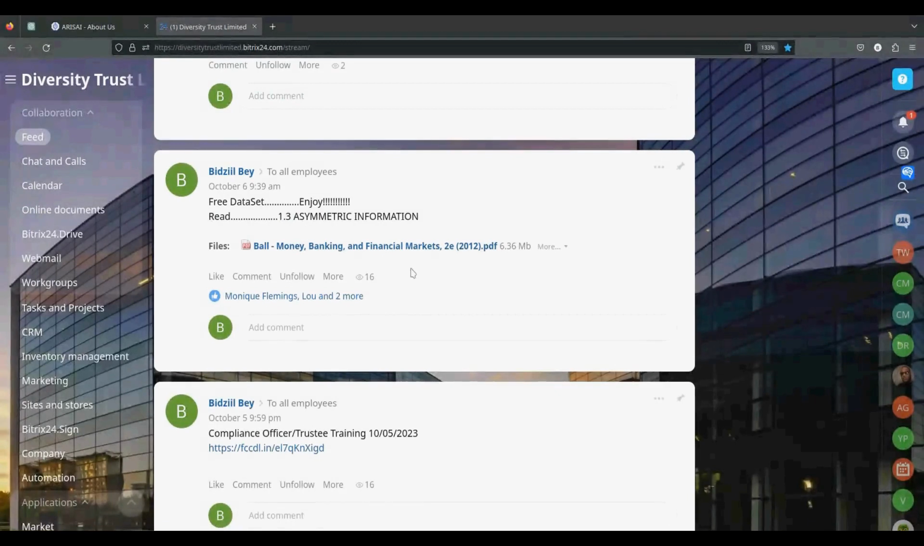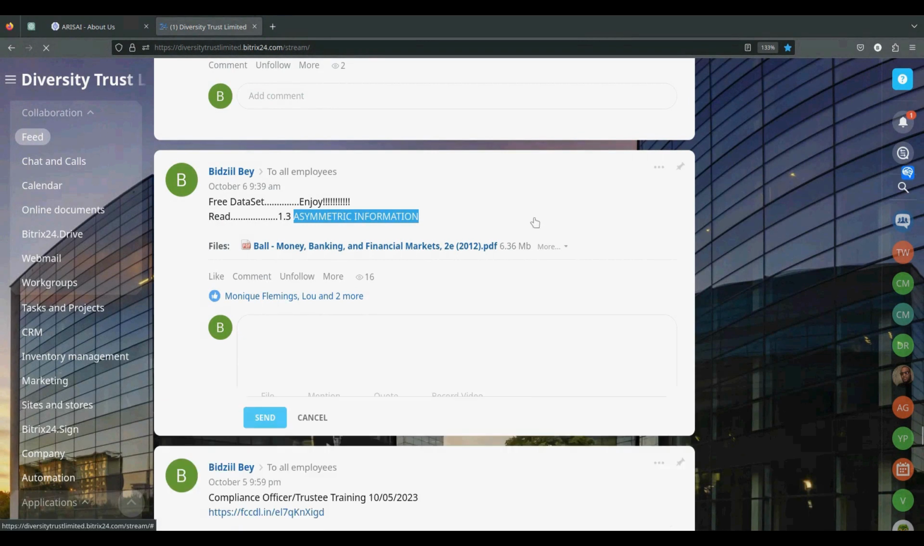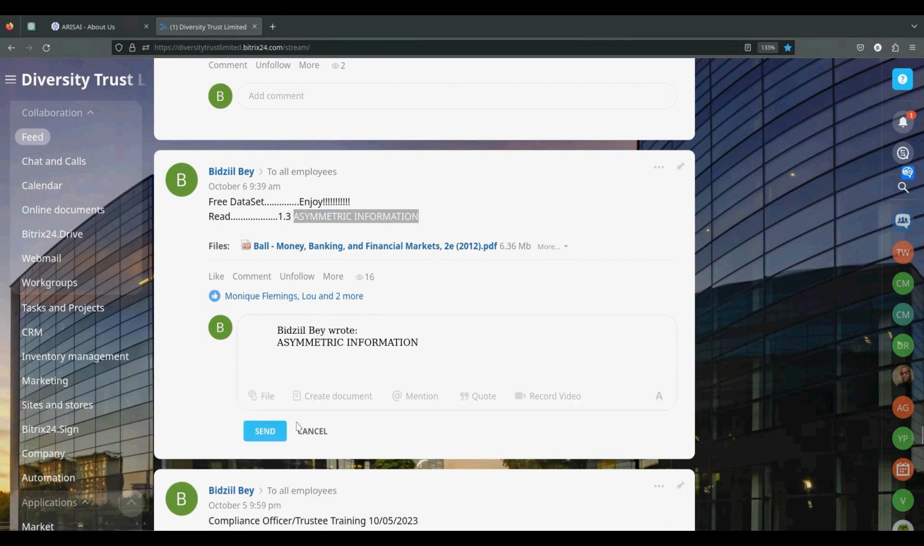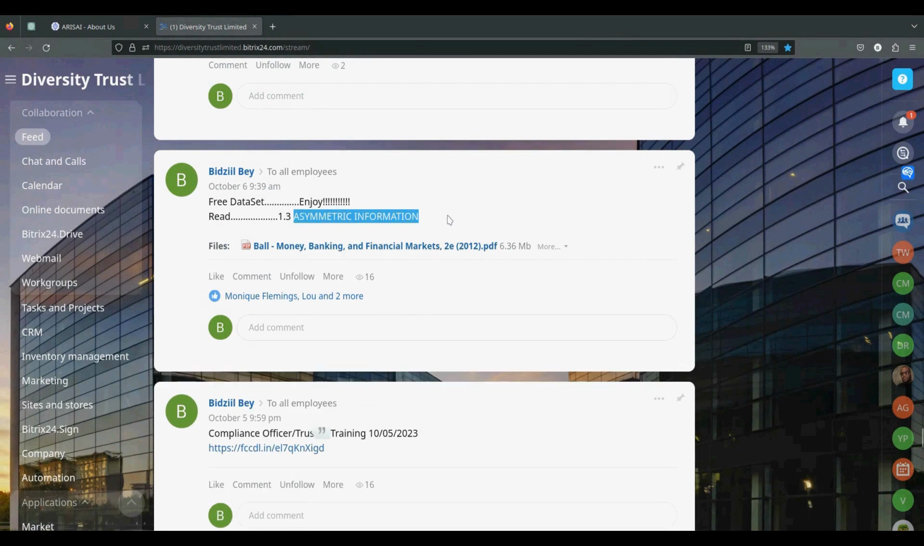Okay, got the windows. All right. This is the data set that I was talking about. Posted in the feed on October 6th. It said free data set, enjoy, read section 1A under asymmetric information. Now, what I'm going to do, because that's what we're talking about, let me close that. They're not ready for all of that yet. Let me just open it up. I'm going to show you how to open it up.